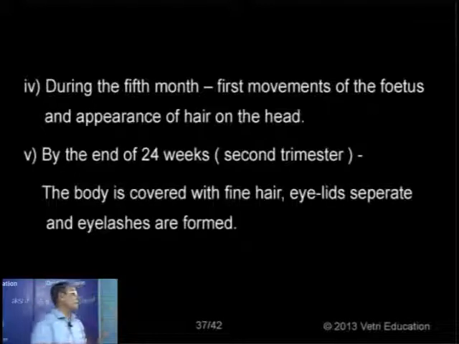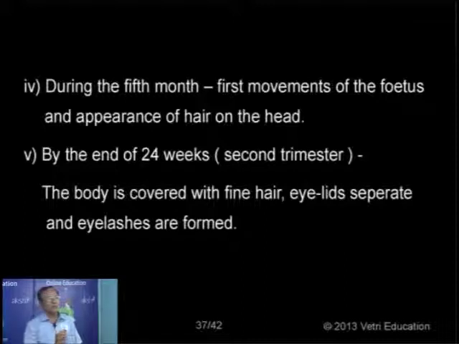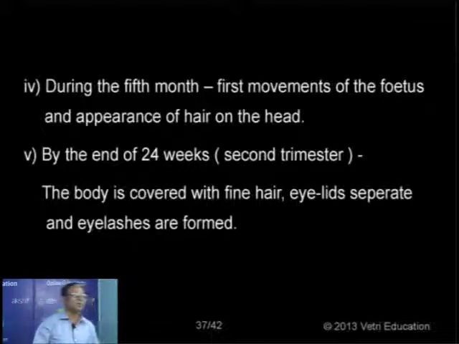Next, during the 5th month, you can notice the movement of the embryo, and also the hair formation at the top, in the head region. At the end of the 2nd trimester, after 24 weeks, the whole body is covered with hair, as in the mammalian character.